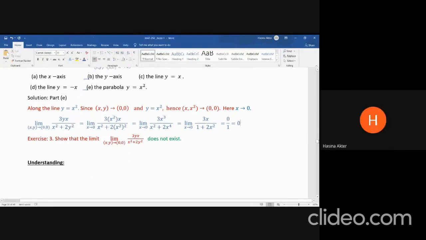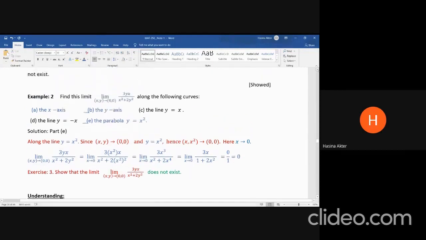So class, these 3 will give you the same limit. Let me put them in the same color. These 3 will give you the same limit, but that doesn't mean the limit exists. Try the other 2. They will give you a different limit. Okay? So the limit does not exist.